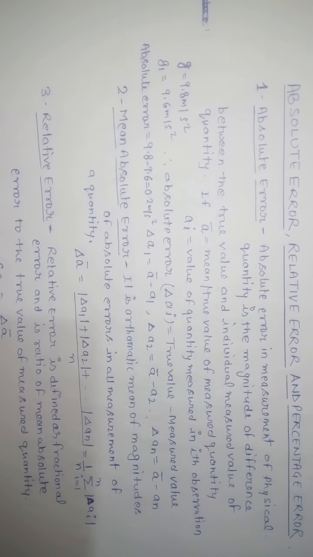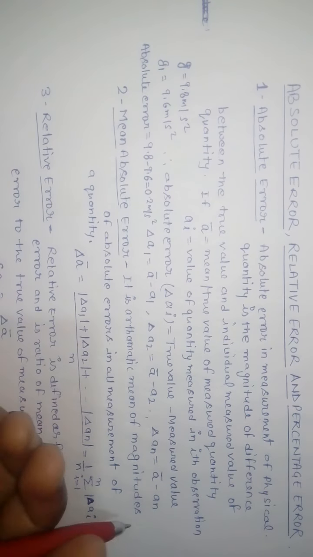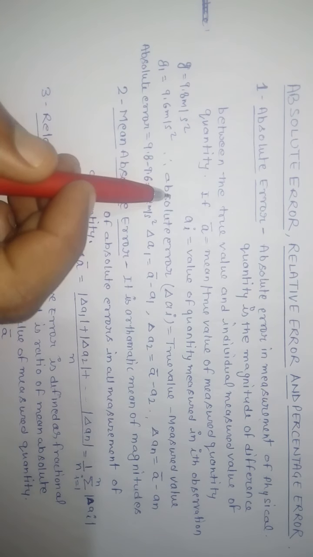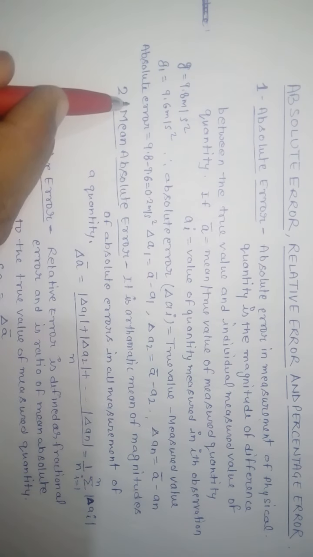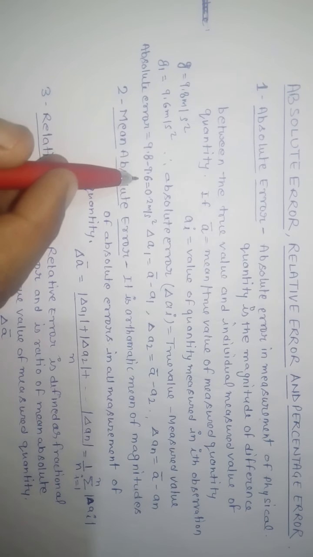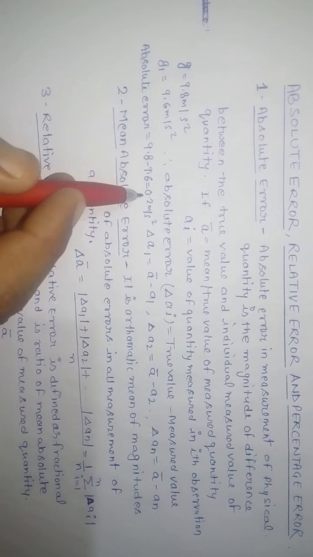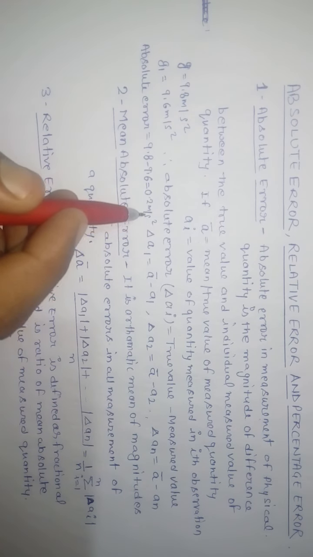Suppose in our second observation, we find the value of g as 9.5 meter per second square, then the value of the absolute error will be equal to 9.8 minus 9.5, which is 0.3 meter per second square.